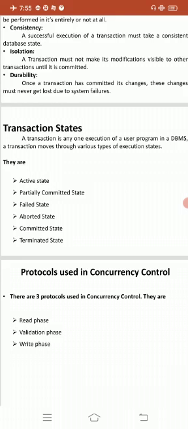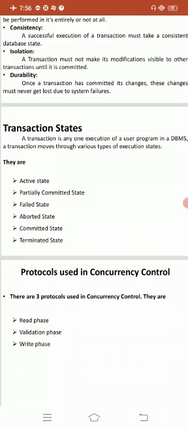This is very important. When execution begins, a transaction goes to the active state. In this state, a transaction can issue read and write operations. The read and write operations are recorded in the active state. The second one is called the partially committed state. What is meant by the partially committed state?